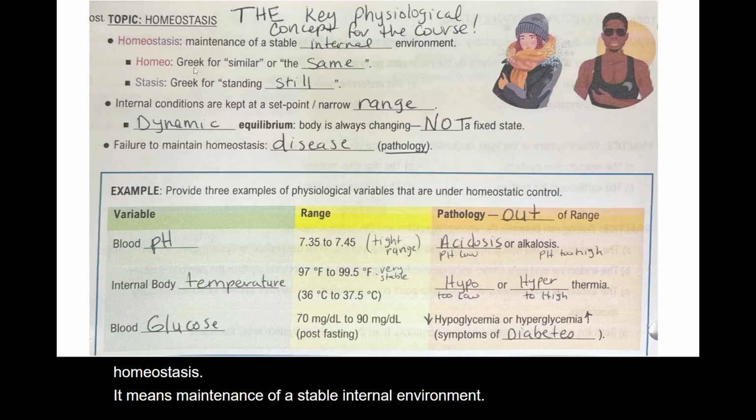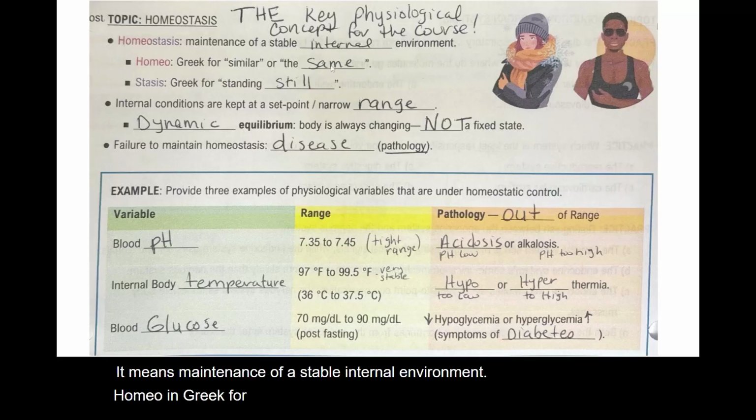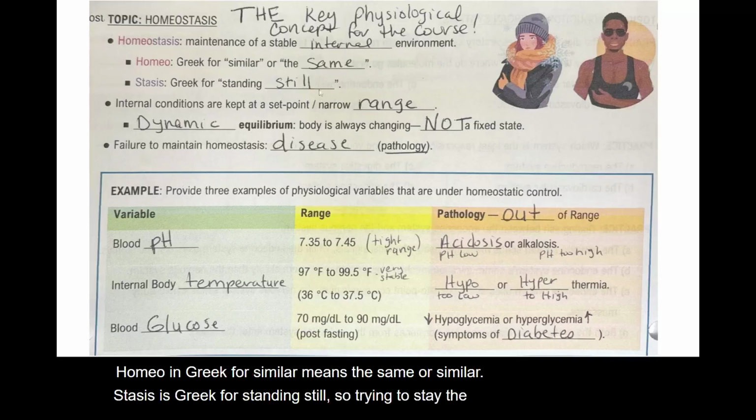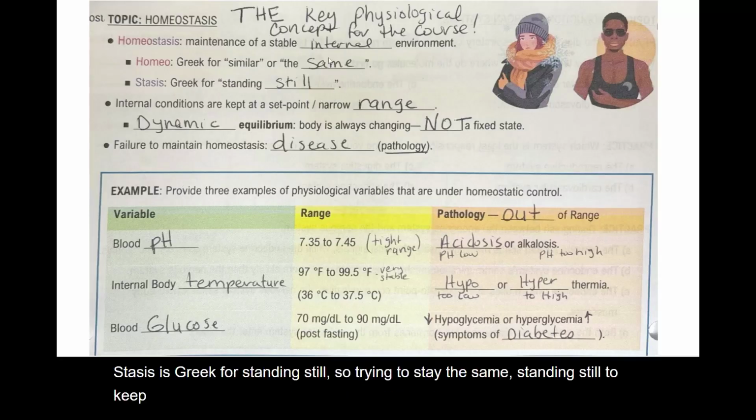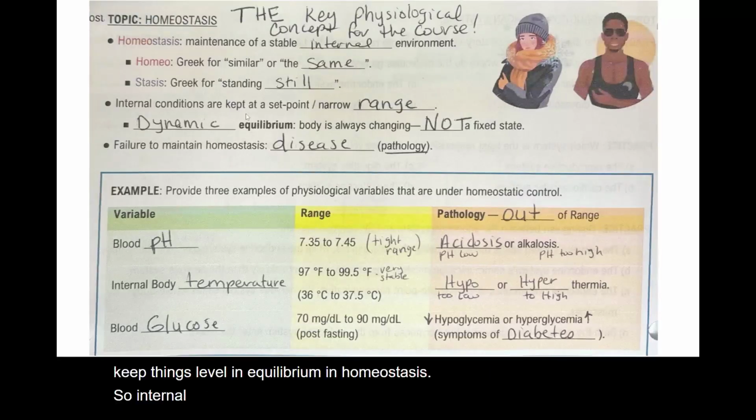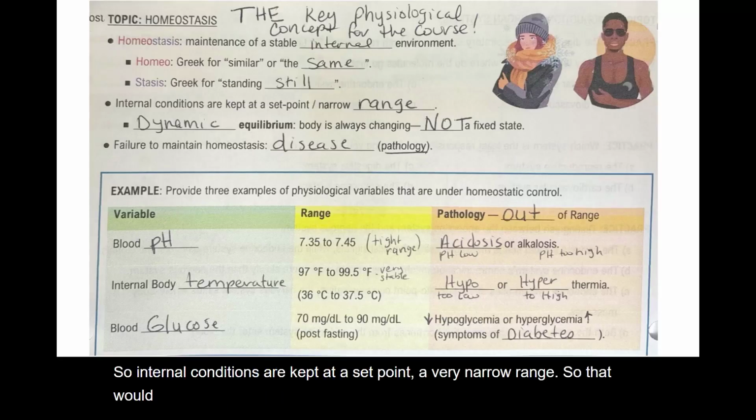Homeo in Greek for similar means the same or similar. Stasis is Greek for standing still. So trying to stay the same, standing still, to keep things level in equilibrium in homeostasis. So internal conditions are kept at a set point, a very narrow range. So that would be the normal range that you want to keep them in.